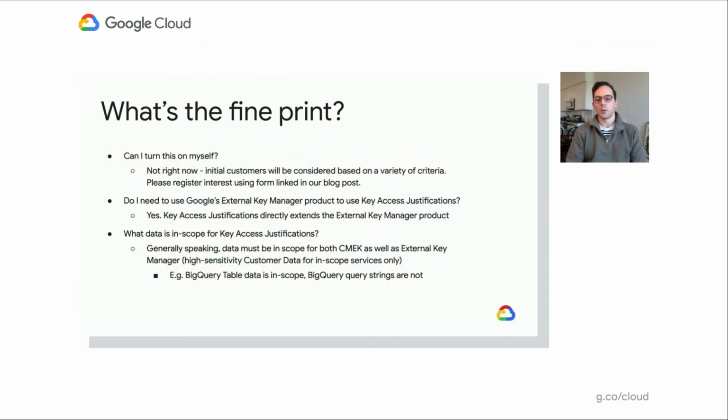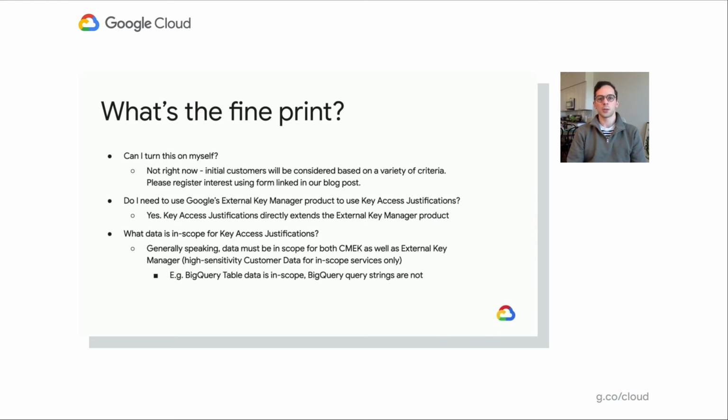So, the fine print. Can you turn this on yourself? Not right now. We have a blog post that you can head to, which has a link where you can express your interest, and we'll be in touch with you and consider whether you're eligible based on a variety of criteria. You will need to use Google's External Key Manager product to use Key Access Justifications. For the reasons we've described, the great benefit comes from having the keys outside of Google. And so, while there are some trade-offs involved in choosing whether to use External Key Manager, we think that for those very sensitive operations, you're going to want to consider using Key Access Justifications as well.